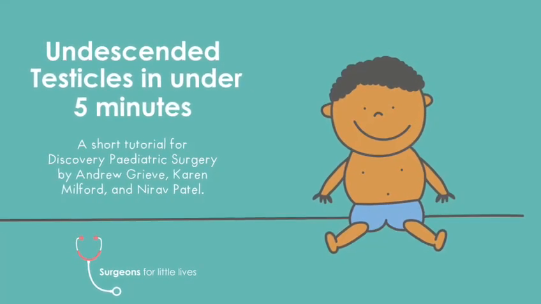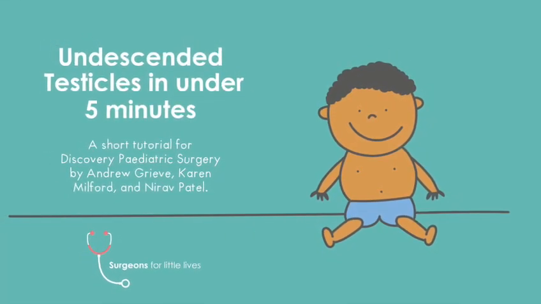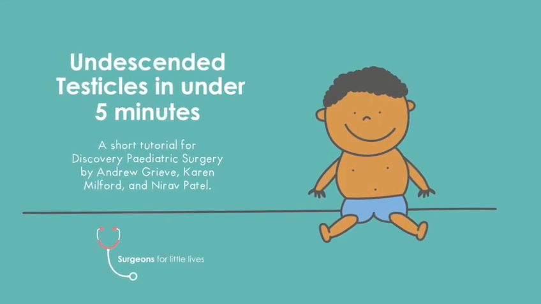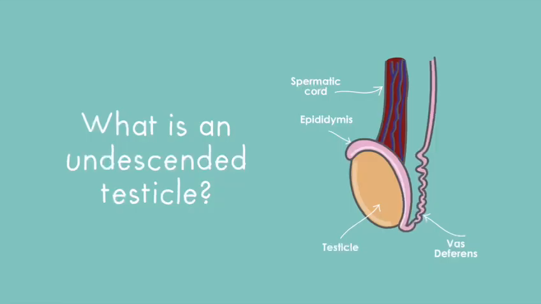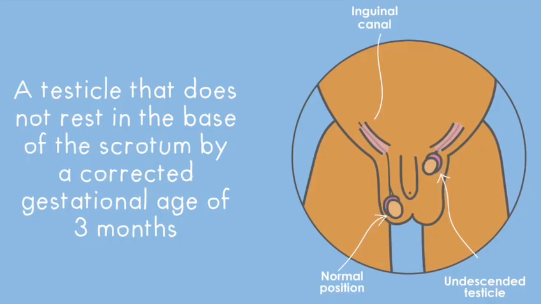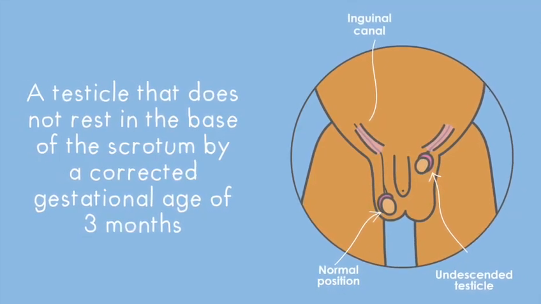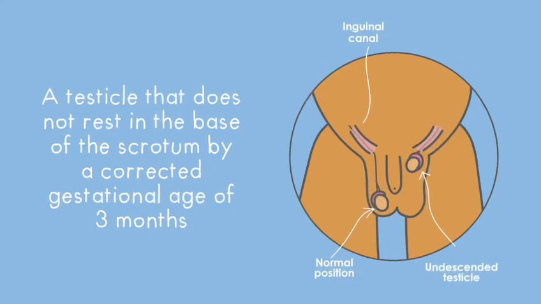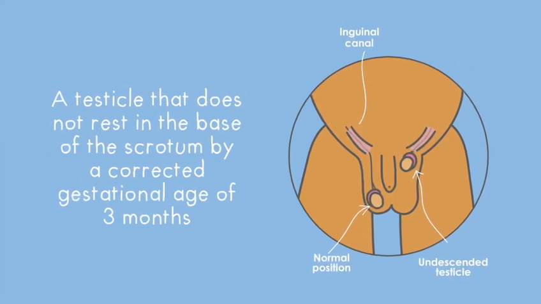Undescended Testes in Under 5 Minutes, a short tutorial for Discover Pediatric Surgery by Andrew Grieve, Karen Milford and Nirav Patel. An undescended testicle is any testicle that does not remain in the scrotum without undue tension in a male child with a corrected gestational age of greater than 3 months.